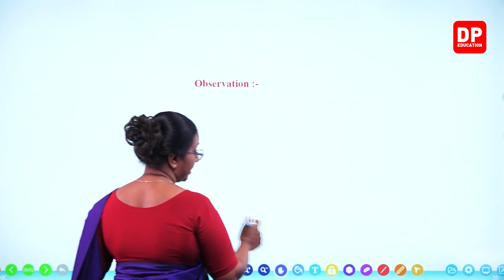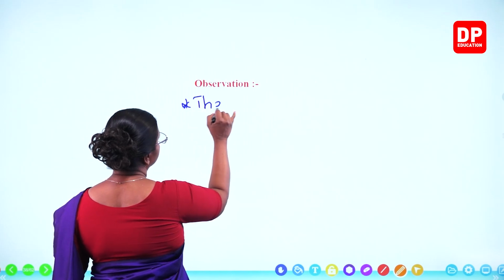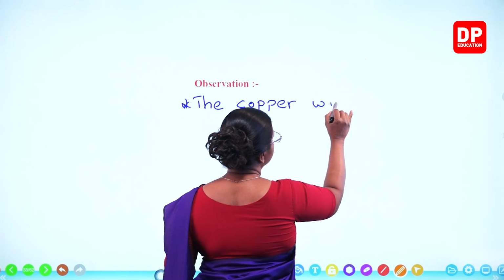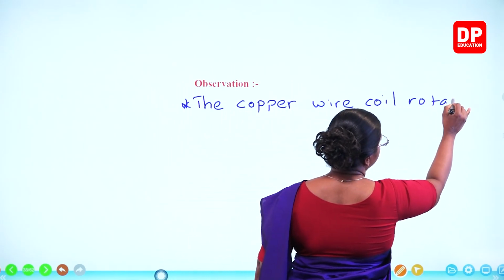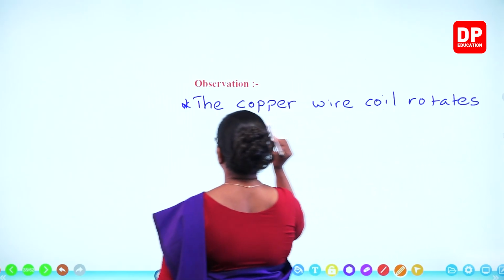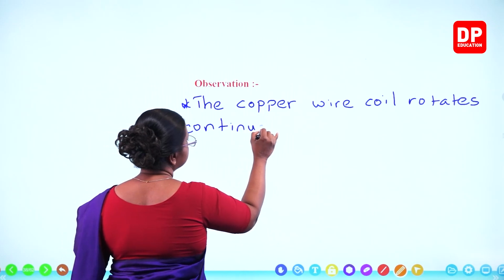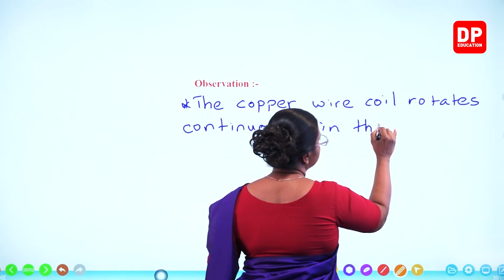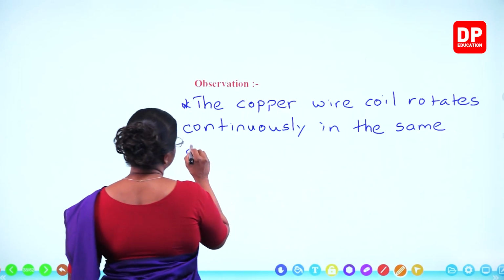So here we can say the copper wire coil rotates continuously in the same direction.